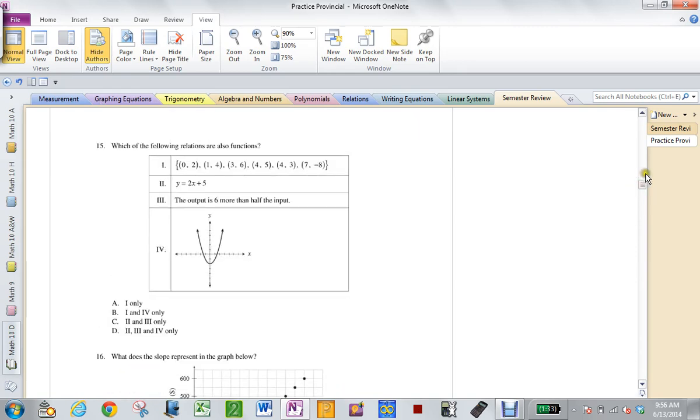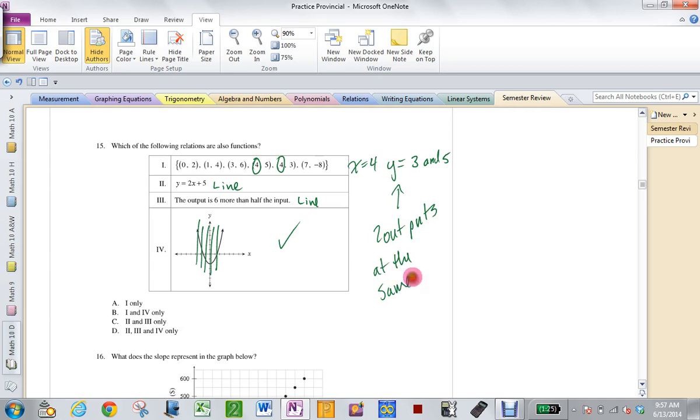Functions. So, easy ones. That one. That one's a line. Output is 6 more than half the input. So, that one is also a line. This one, you can check. So that one's okay. So it's just this one. Let's look. Notice that input of 4, when x equals 4, y equals 3 and 5. Two outputs at the same input. That's not allowed. So it's D.